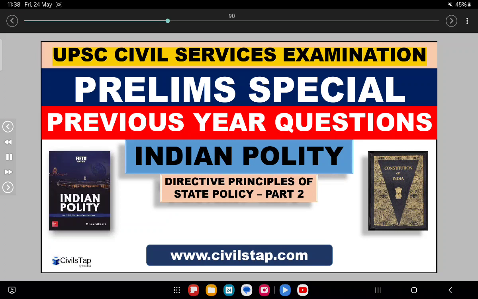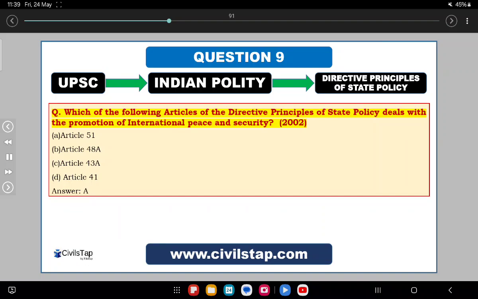UPSC Civil Services Examination. Prelim Special. Previous year questions. Indian Polity. Directive Principles of State Policy, Part 2. Q. Which of the following articles of the Directive Principles of State Policy deals with the promotion of international peace and security? 2002. A. Article 51, B. Article 48A, C. Article 43A, D. Article 41. Answer, A.